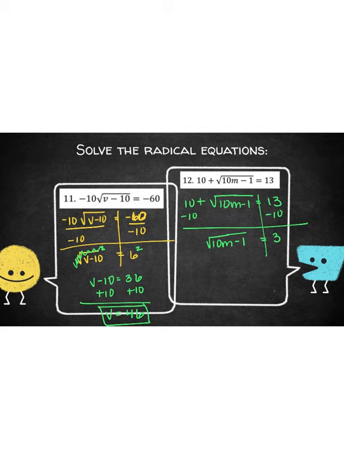And then to get rid of that radical, we're going to square it. So I'm squaring this and I'm squaring this. So get rid of this. So now I have 10m minus 1 equals 3 squared is 9. Okay, so now we got to get rid of that minus 1. The opposite of minus 1 is plus 1. So I'm going to add 1 to both sides. So now I have 10m equals 10. And then divide both sides by 10 to get m by itself. M equals 1.